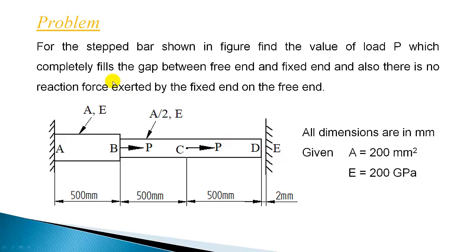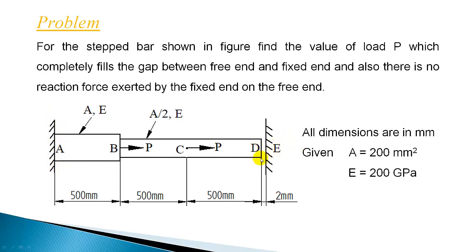Let us start. For the stepped bar shown in the figure, find the value of load P which completely fills the gap between the free end and the fixed end, and also there is no reaction force exerted by the fixed end on the free end. So a stepped bar ABCD is fixed at one end, that is at A, and it is free at the end D.